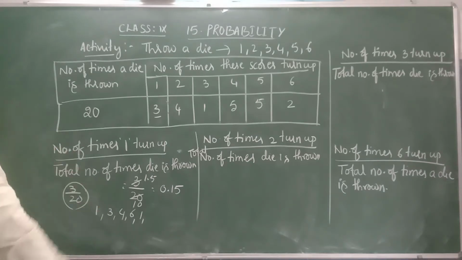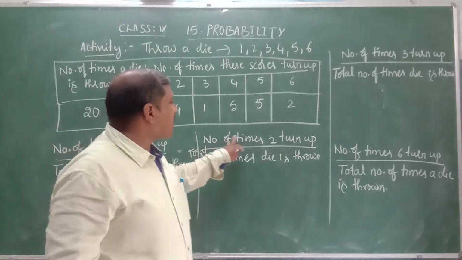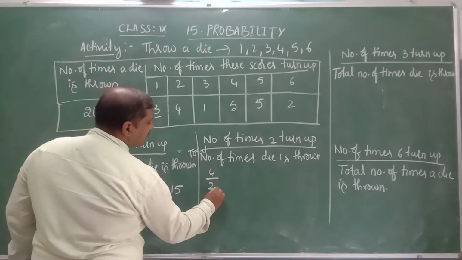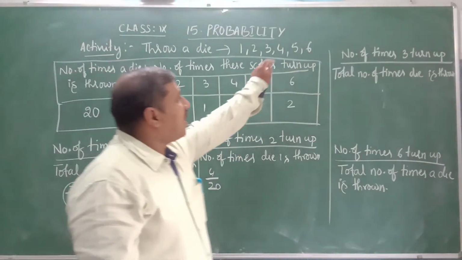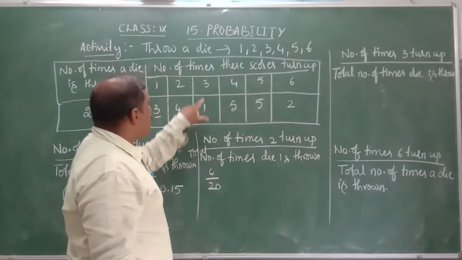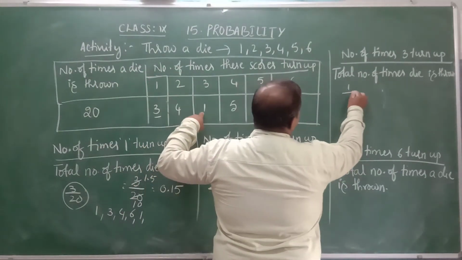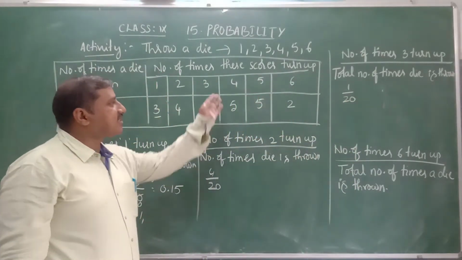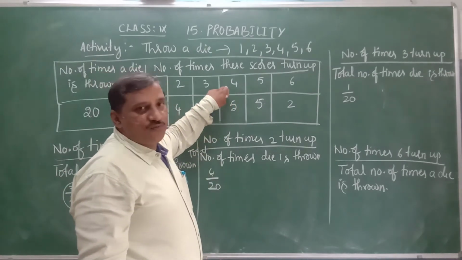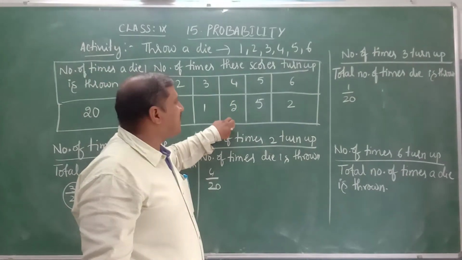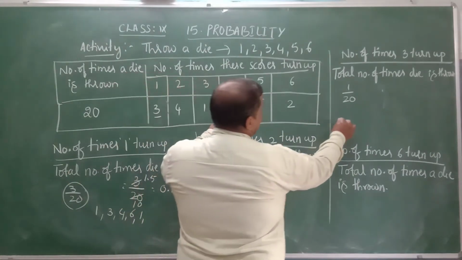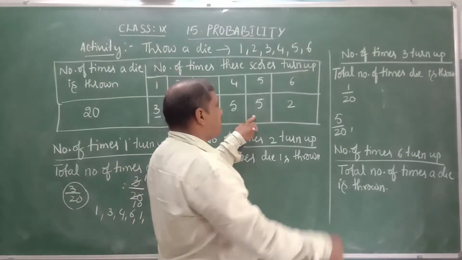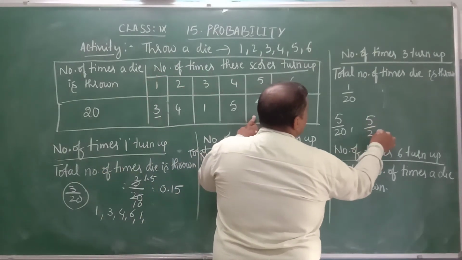Then the second one, number of times 2 turns up. How many times did we get 2? 4. So 4 divided by 20. Then the third one, number of times 3 turns up. Only one time, that is 1 divided by 20. Next, similarly for the number of times 4 turns up, it is 5 divided by 20. And 5 comes up 5 times, again 5 divided by 20.